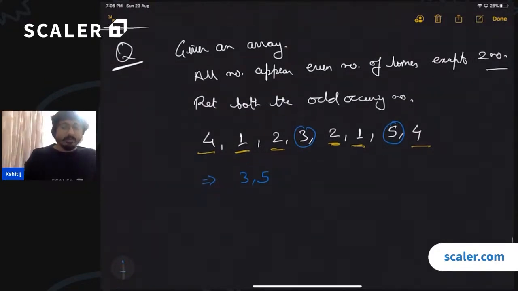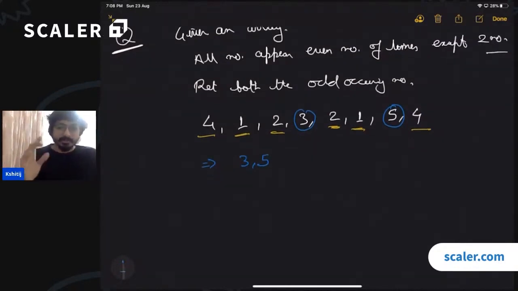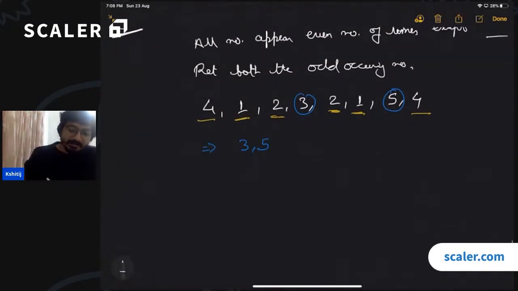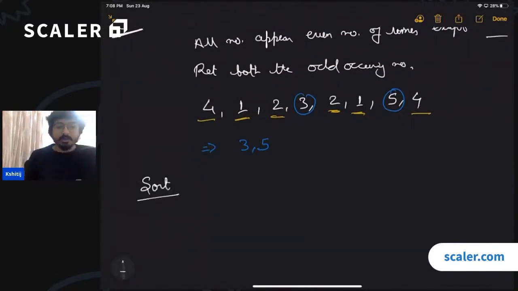Okay, let us see all the approaches one by one, right? So one of the approaches that some of you have sent is to sort the numbers. Okay, if I sort the numbers, what will I get? I will get all these numbers in sorted order.